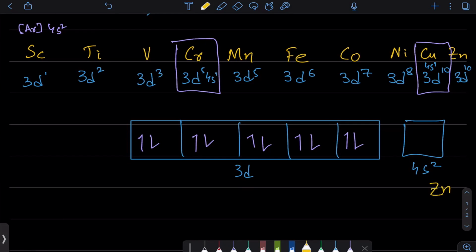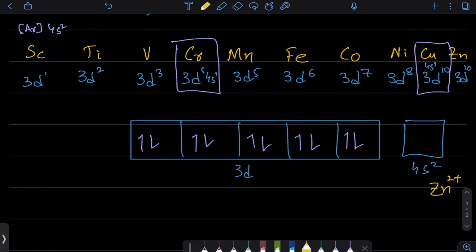Zinc has formed +2, and that is good enough. Zinc has a stable subshell. It does not need to kind of like gain any more stability. So zinc ko zarurat hi koi nahi hai. And that is what zinc does. Zinc will keep it like that. It does not need to lose any more electrons. Clear? So zinc forms +2 only.